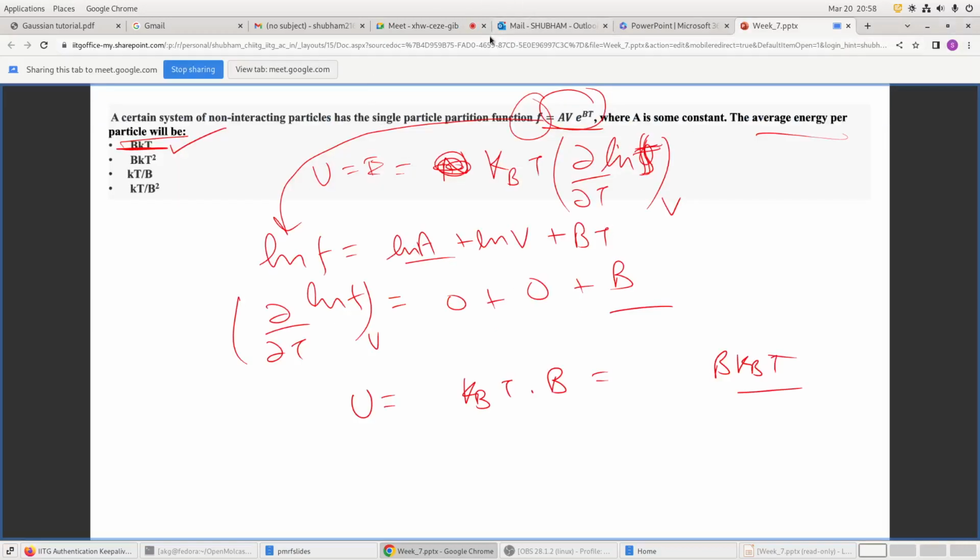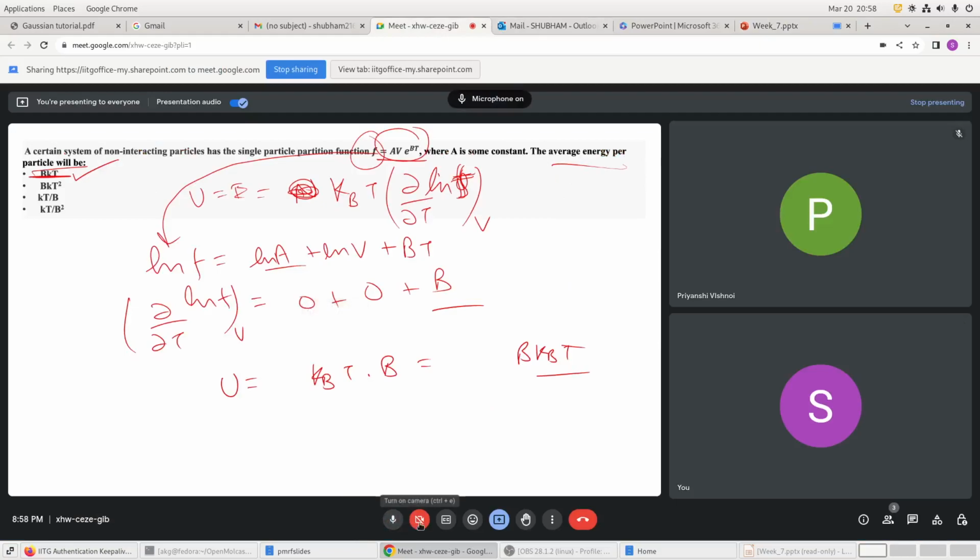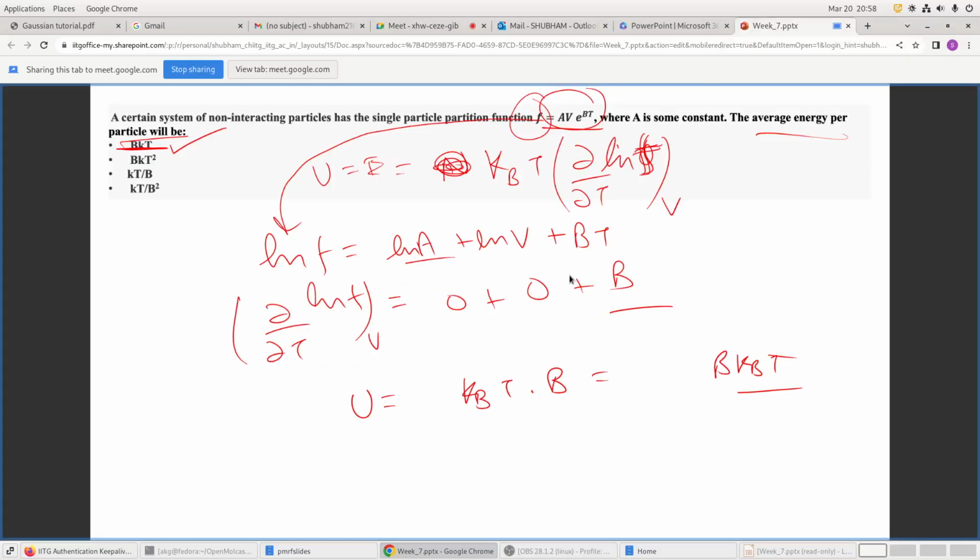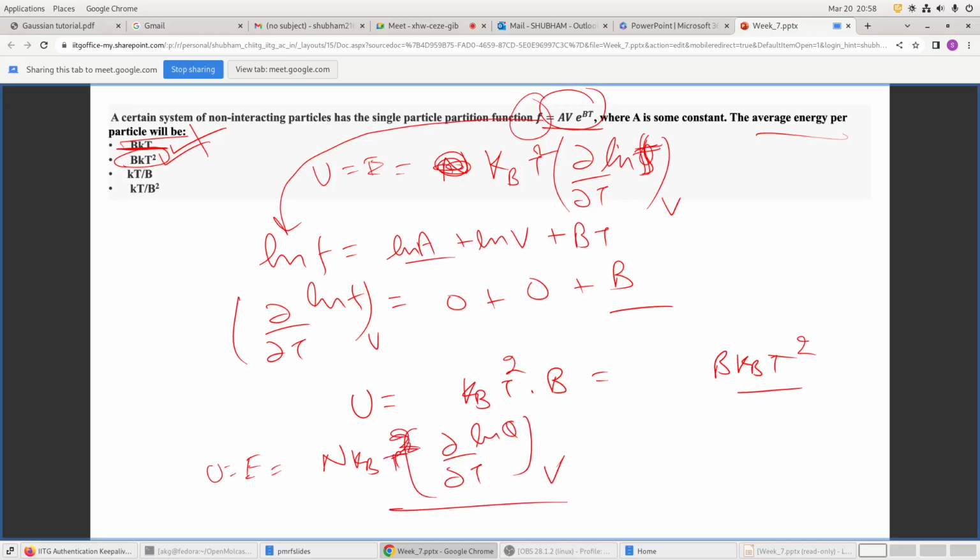Okay, I think I have made a mistake in this question. Here kBT square is there, so this will be B kBT square, sorry, this is the answer, the second one, because U is equal to n kBT square curl by curl T of ln Q at constant volume. So this is T square, I have mistakenly written T here, so this is kBT square B. So B kBT square is the answer.